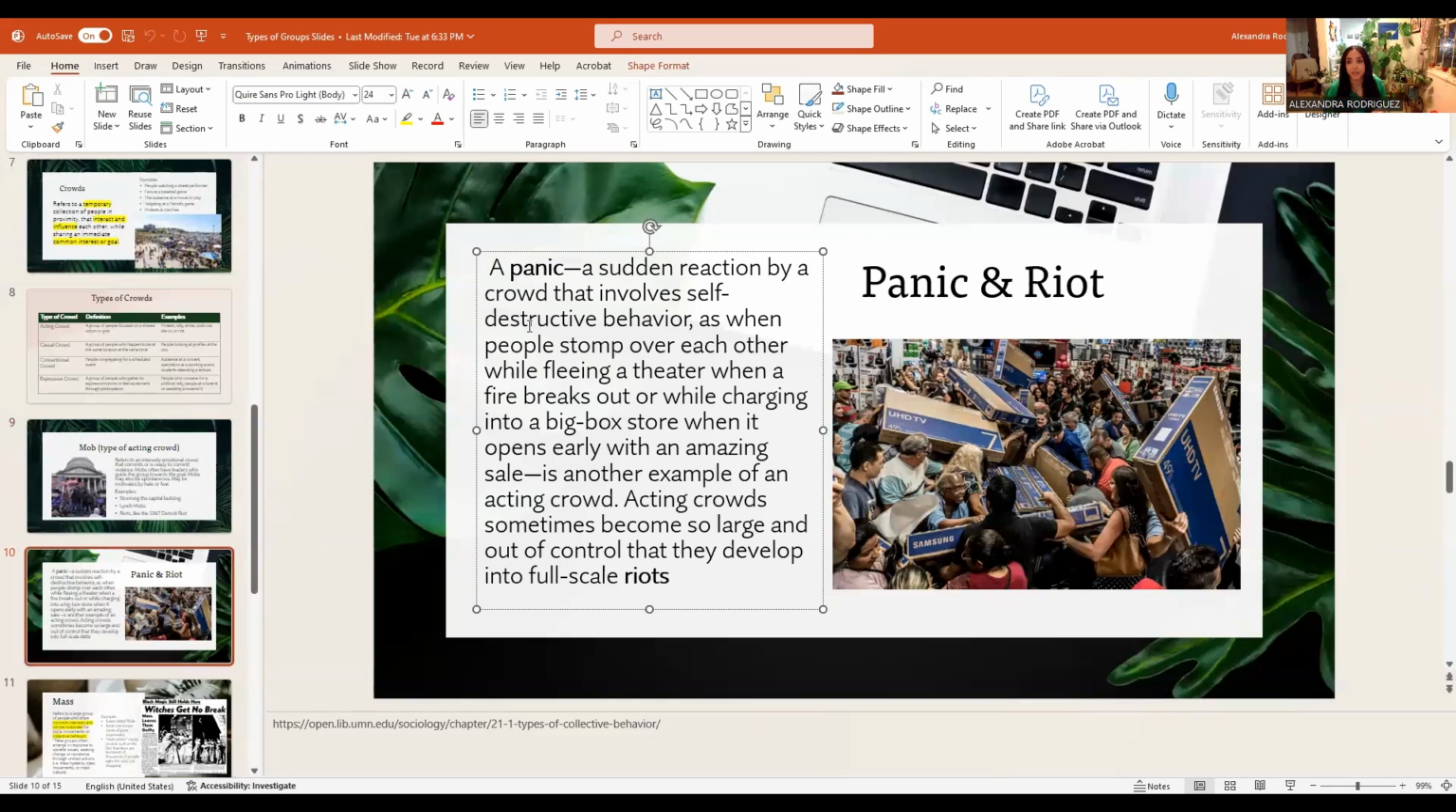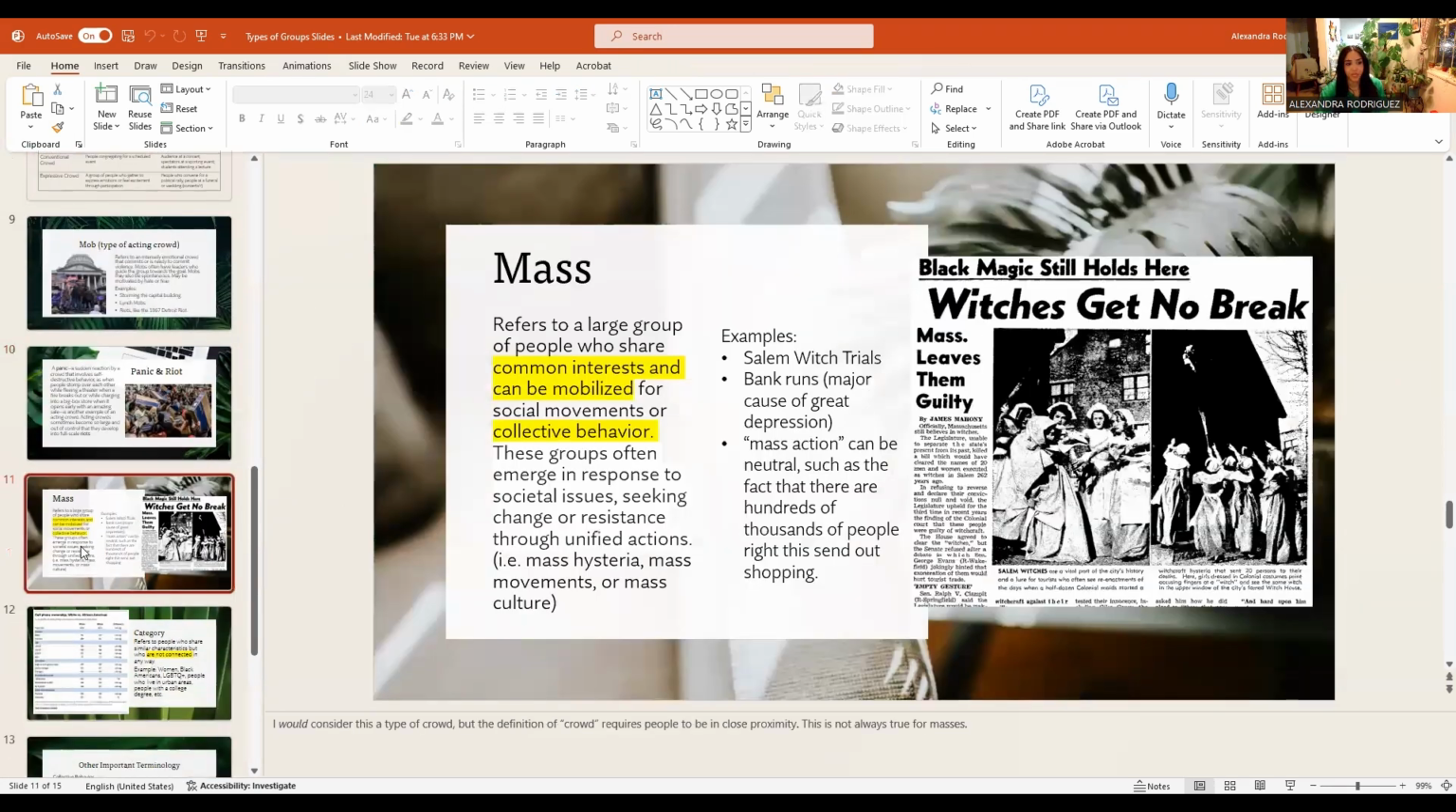And so that's a panic, right? When you're in a group and there's a lot going on, and it becomes destructive and people are freaking out. Another example, I have a picture here of Black Friday, when people get really manic about shopping and wanting to find deals, and there have been multiple scenarios over the years where people have been injured on Black Friday. And so when a crowd is so large and out of control and in such panic, then they can develop into full-scale riots. In terms of the word mass, this one's a little bit confusing because it can be used in so many ways.